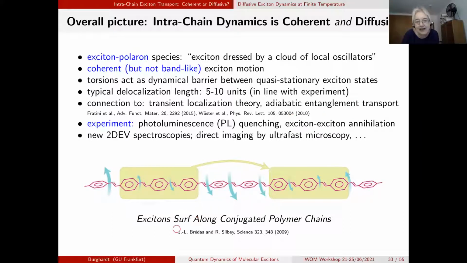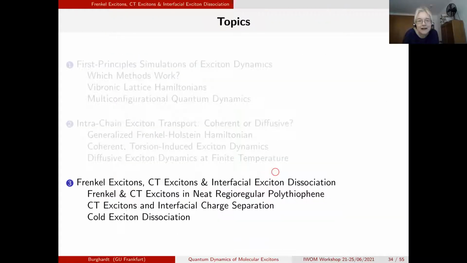In fact, this general description from Bredas and Silbey, that excitons surf along conjugated polymer chains, is certainly true. But our picture is actually still a little bit different. We have this adiabatic following. So we have infinitesimal steps in a sense. Okay. So with that, I will move to the second application.